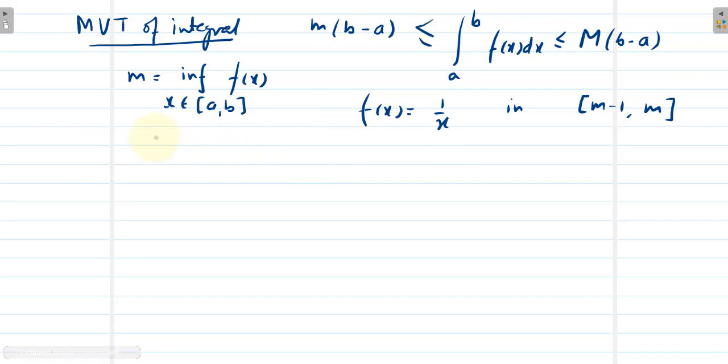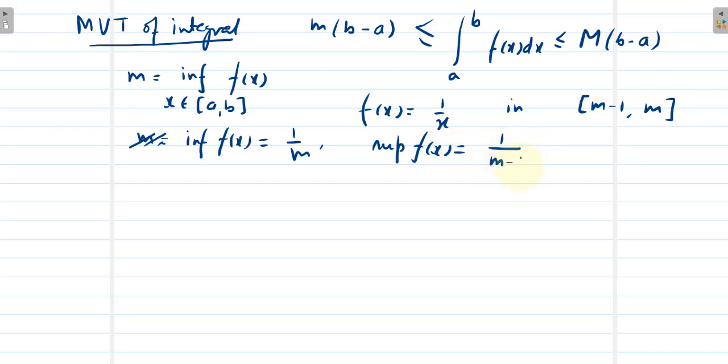What will be the infimum? What will be small m here for this 1/x? Since this is decreasing, at the endpoint m we will attain it. So the infimum of f(x) will be, I should not use the simple m here because m has been used for something else, so I directly write infimum of f(x), and it will be 1 over m. And what will be the supremum of f(x)? The supremum of f(x) will be 1 over m minus 1.